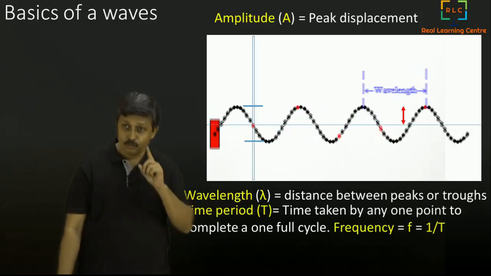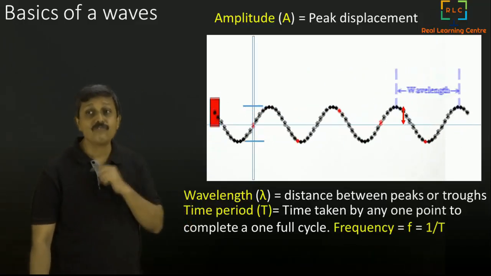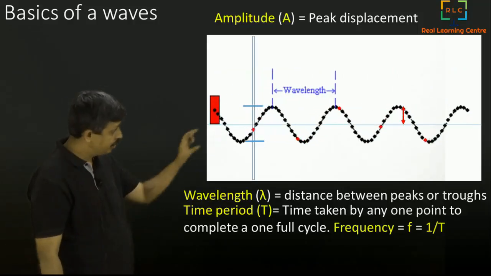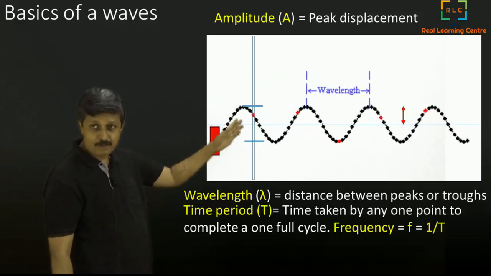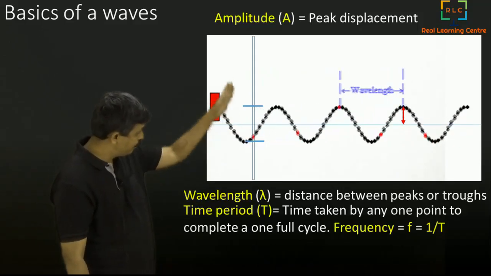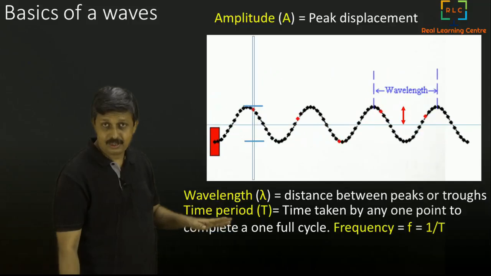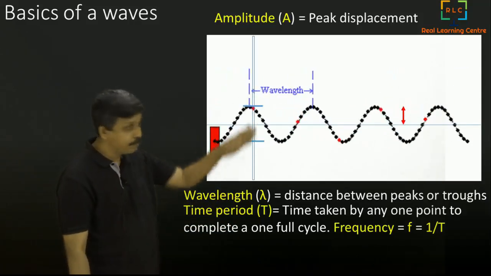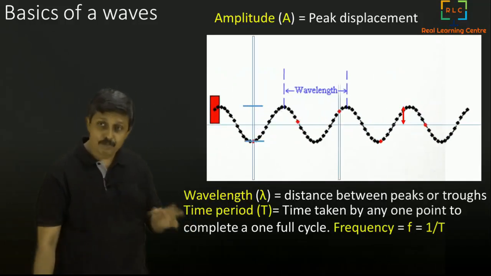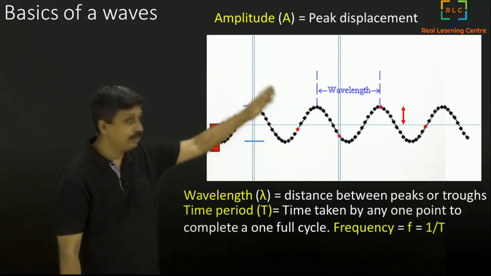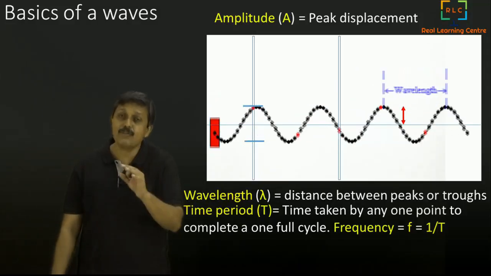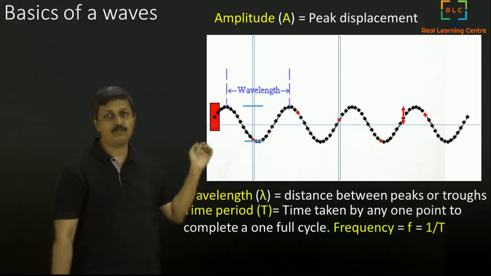Time taken by any one point to complete one full cycle. In fact, if you see, the point which I have mentioned here is not even making a peak amplitude, not going till the end. Whereas there may be other points which have a peak amplitude. But if you take any point, for example a point here, and measure its time period, even that would be the same as the other one.